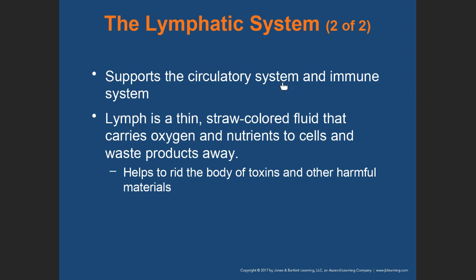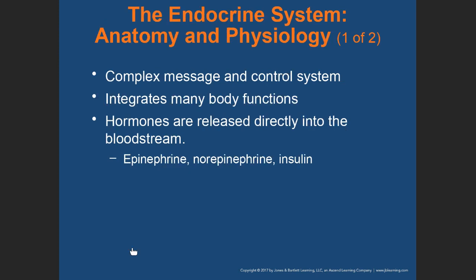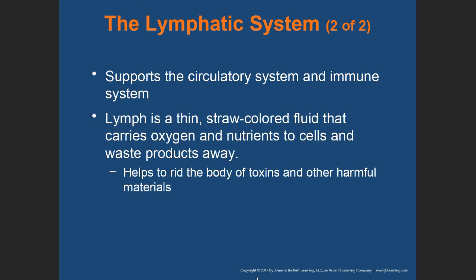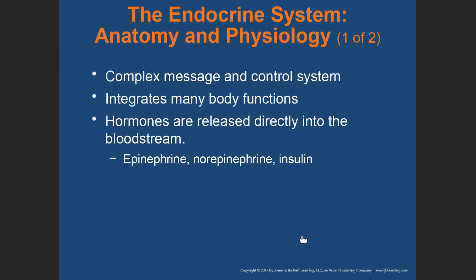It supports the circulatory system and the immune system. Lymph is a thin, straw-colored fluid that carries oxygen and nutrients to the cell and waste products away. It helps to rid the body of toxins and other harmful materials. And that's the lymphatic system. That's what you need to know for now.